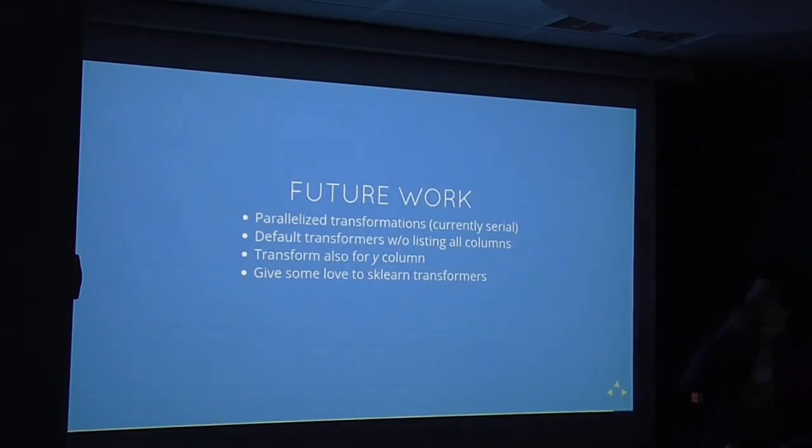Well, future work. There are some issues open on this package. If you like it and you would like to contribute, you are more than welcome. It's very easy. One problem is that when you select the columns, the transformations are going one after another, and this is not optimal because they are independent, so they could be parallelized. It might not look like a problem for such a small data set, but when you have a huge data set, doing the transformations serially is very slow.